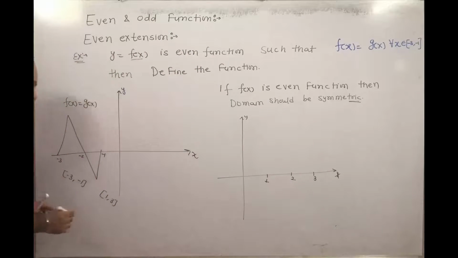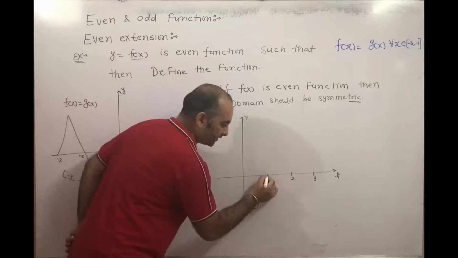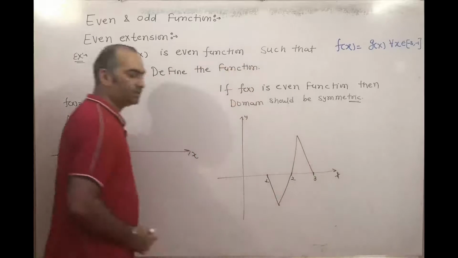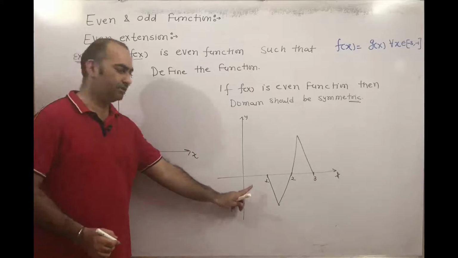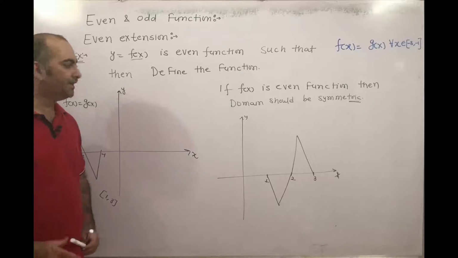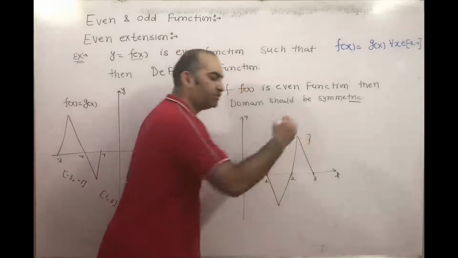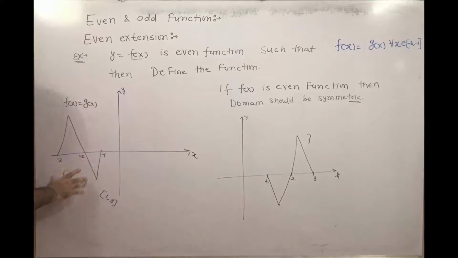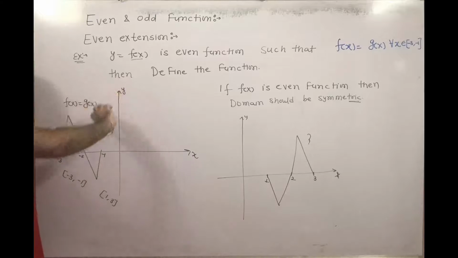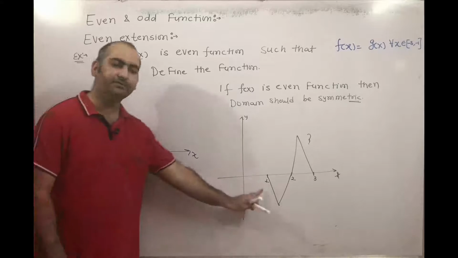So here, how to take the symmetric graph? For -2 to -1 we are getting this graph. So for 1 to 2 we got this graph. And for 2 to 3 we should get this graph. So this graph we should get. Now we have to find out the function also. What is this function? You can see, from this graph to this graph, how to get? If I rotate this graph with respect to the y-axis by 180 degrees, then we will get this graph.